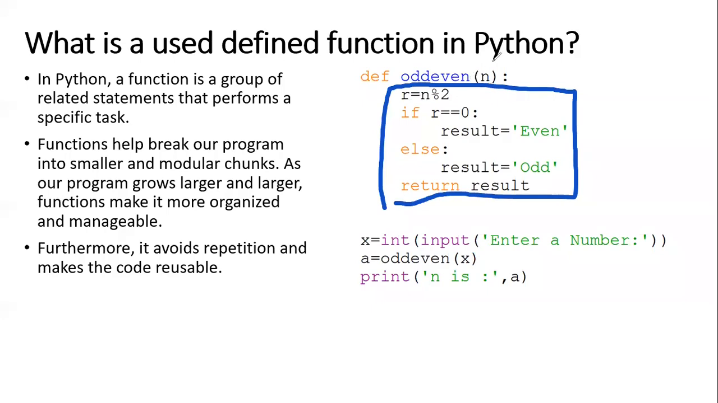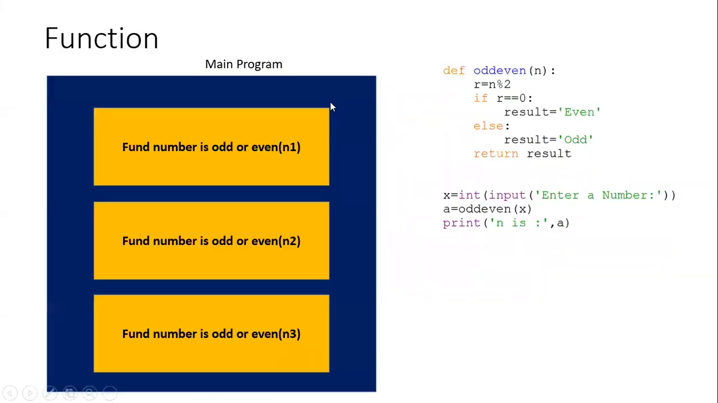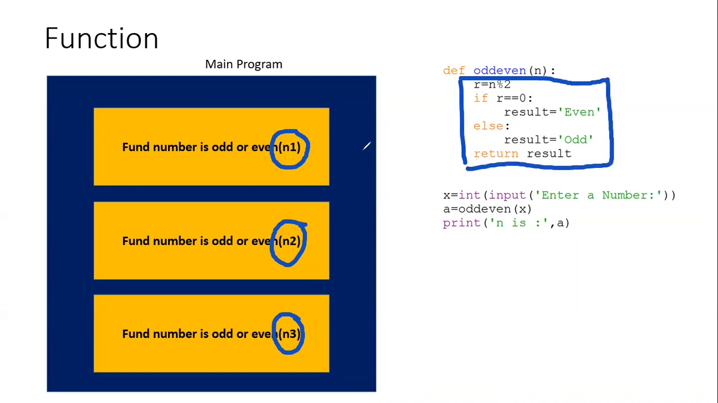Now, let's say I want to find out about 3 numbers. That is N1, I want to find out whether N1 is odd or even, N2 is odd or even, N3 is odd or even. Then what I have to do is write this code, which decides whether it is odd or even, here. And I write this code here. Then I need to write this code here. Then you can see, I need to write the same code again and again, here and there. Then what happens? Your program size will increase. And it is a repetition of work.